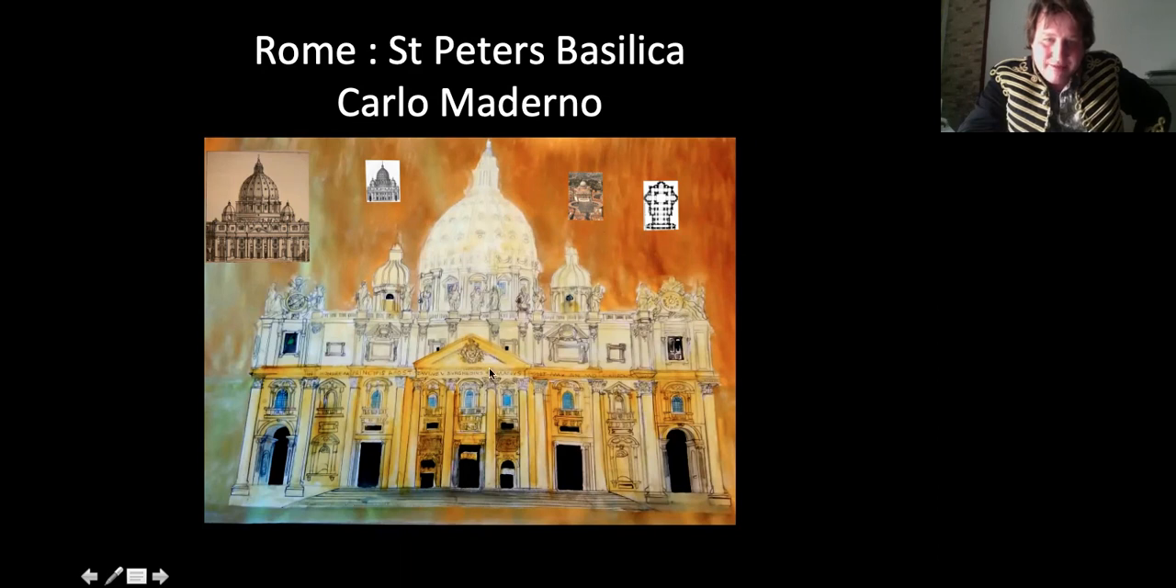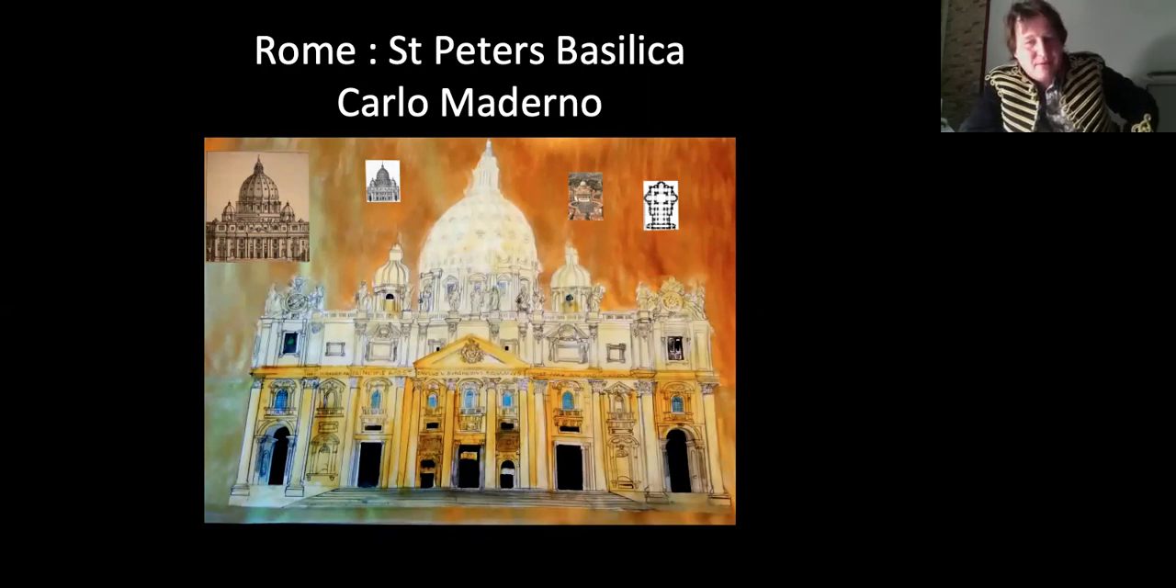In the middle of this triangular pediment at the top, we see the Pope's papal crest. So the mitre of the Pope is represented there. You look at this building and you think, well, how old is this? Is this Roman? Is this ancient Roman? Is it Baroque? It's all of those things. And so what was there before?